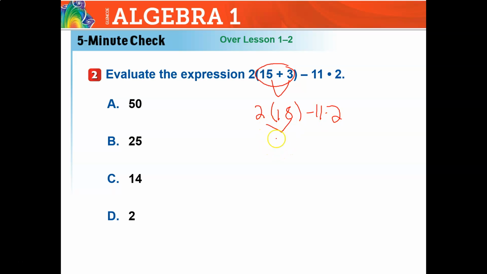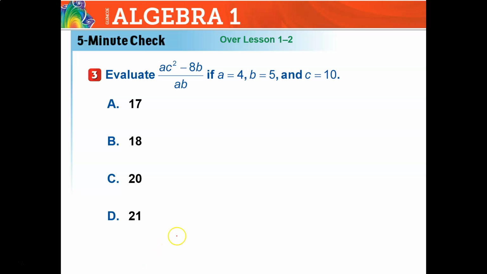So we have 2 times 18, 2 times 1. So we have 36 minus 11 times 2. 36 minus 22. 6 minus 2 would be 4. 3 minus 2 would be 1. Try this one on your own.